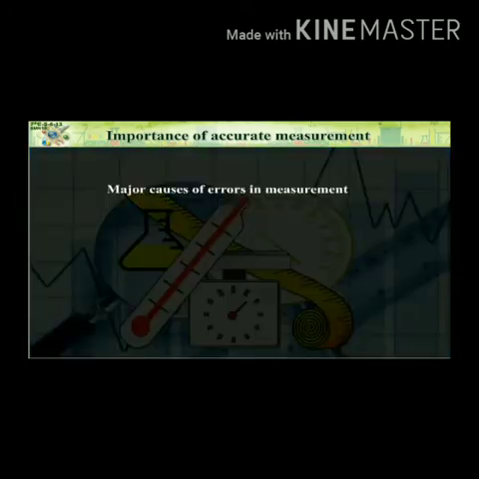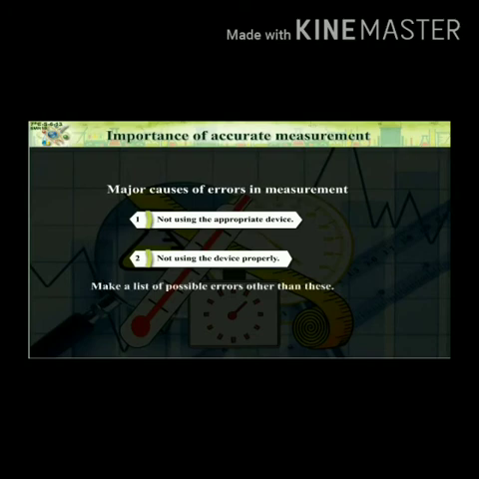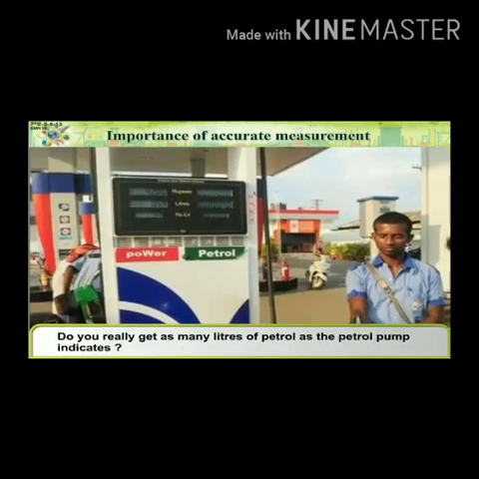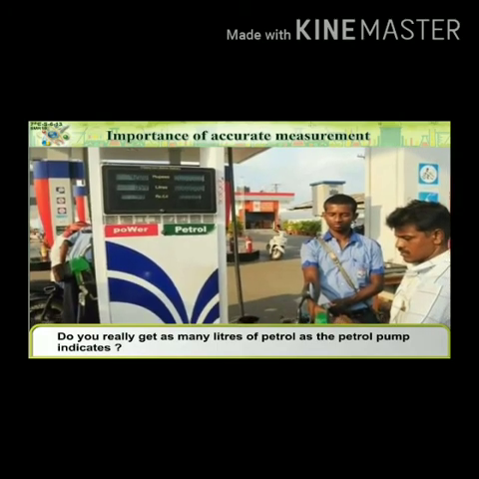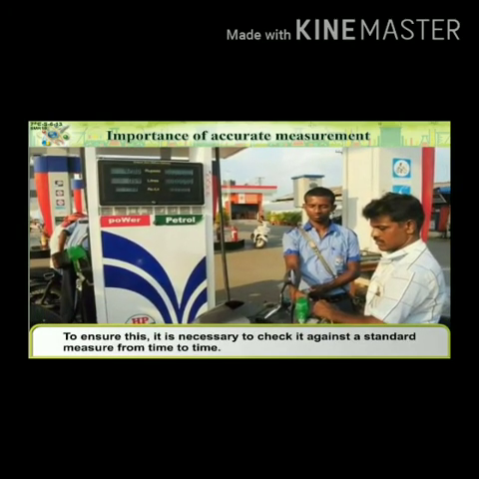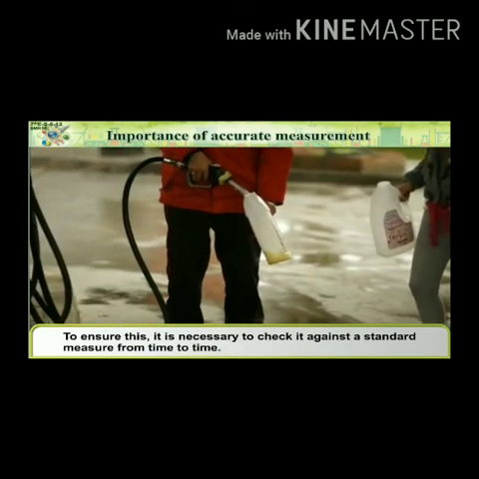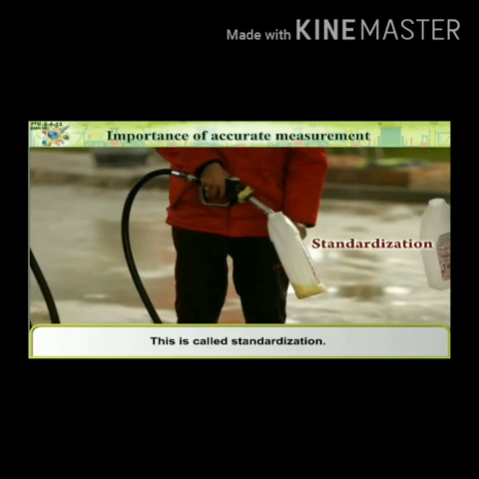Major causes of error in measurement: not using the appropriate device, not using the device properly. Make a list of possible errors other than these if you can. Now, do you really get as many liters of petrol as the petrol pump indicates? What do you think? To ensure this, it is necessary to check it against a standard measure from time to time. This is called standardization.